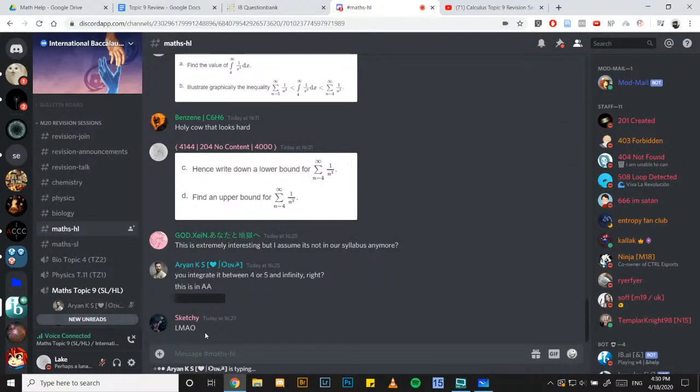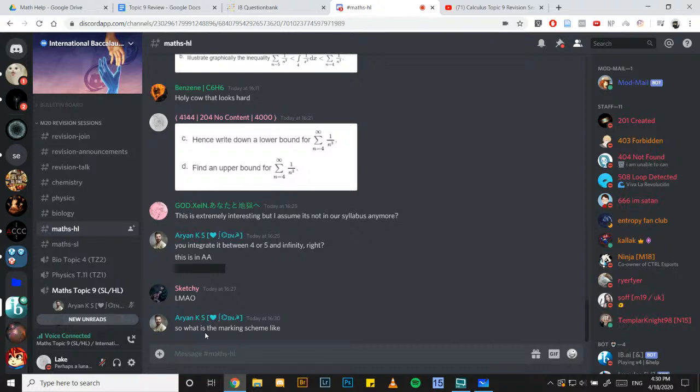Pretty simple. Why is there a massive lag? Okay, so what is the marking scheme like?